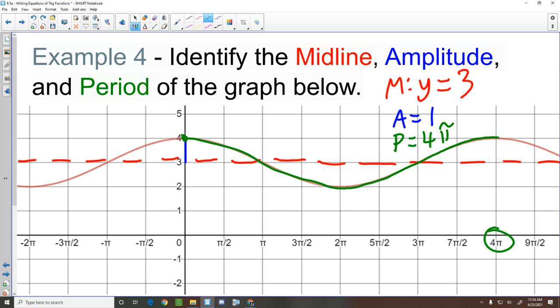Who had all 3 of those? 3, 1, and 4 pi? Oh, man. How great. This is almost too easy, right?